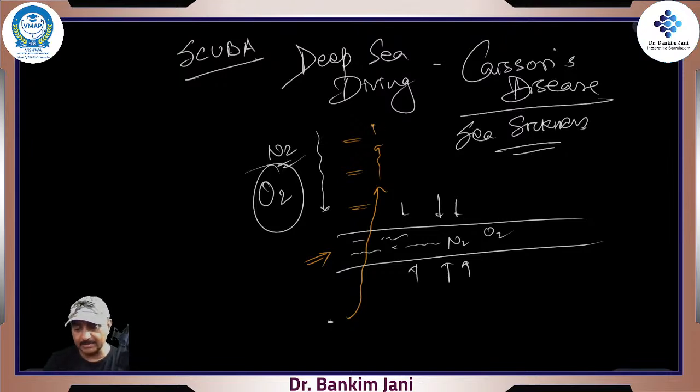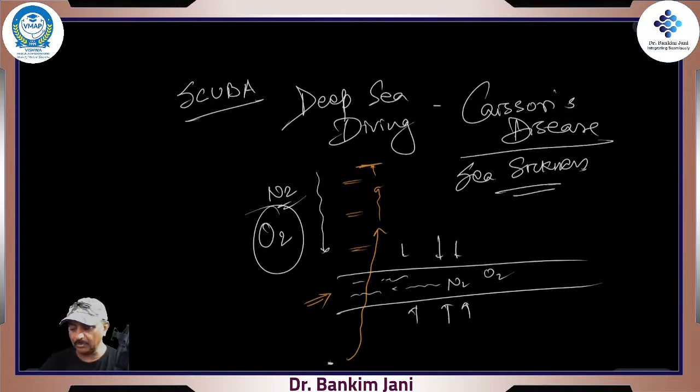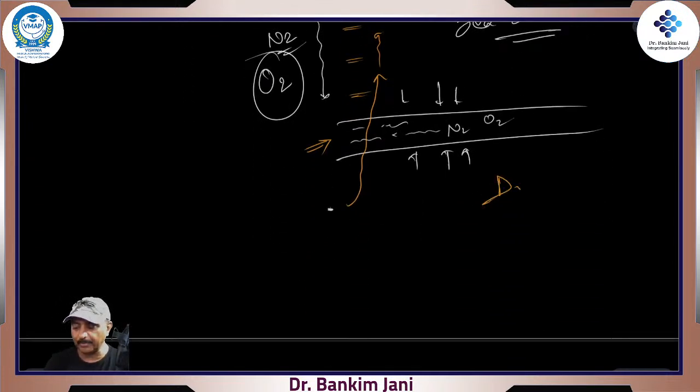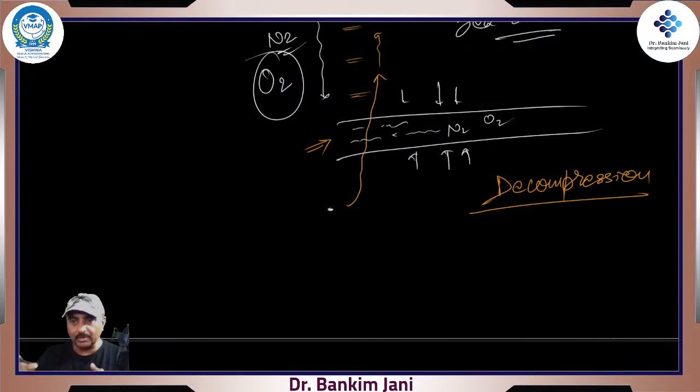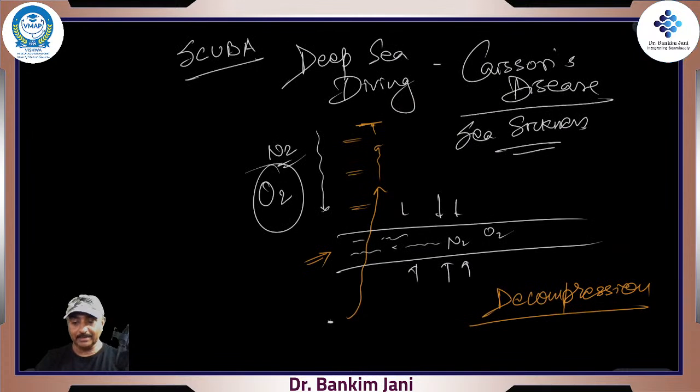In such a case, the moment you reach the ship, you have to jump into what is called the decompression chamber. We have just a few seconds for the decompression chamber. So straight away we go into that chamber and the pressure is raised, so that bubbling stops. And then gradually the pressure is decreased so that nitrogen releases by its normal way. This is what is called Caisson's disease.